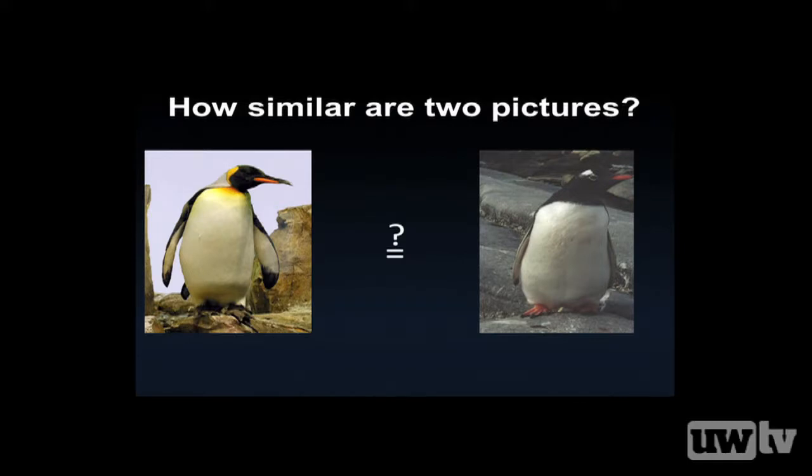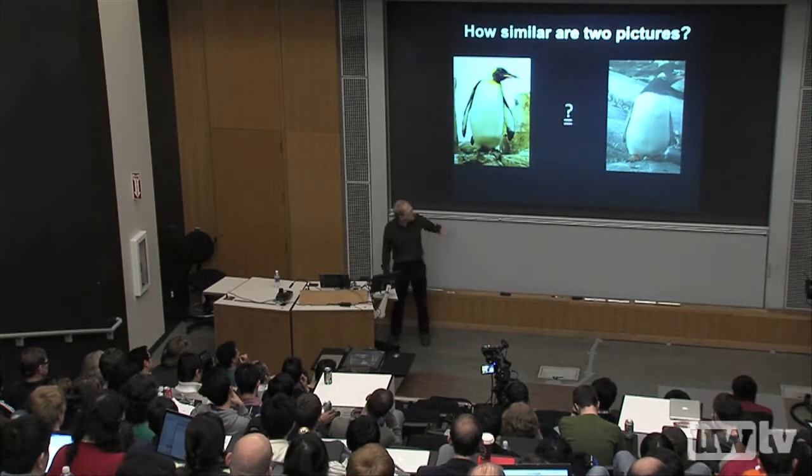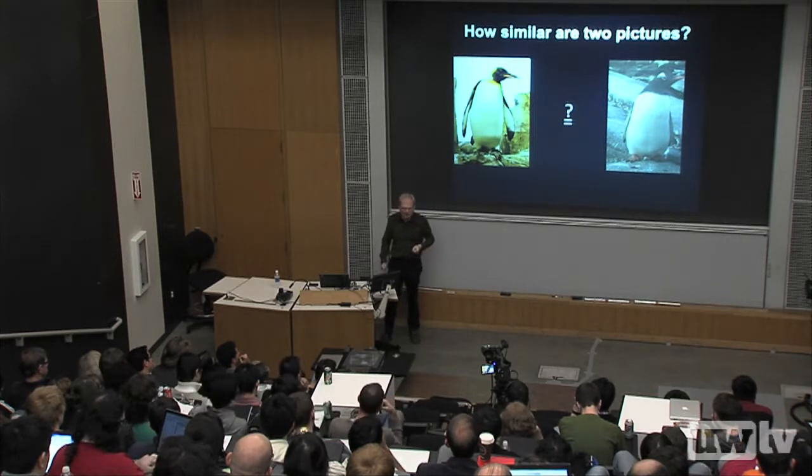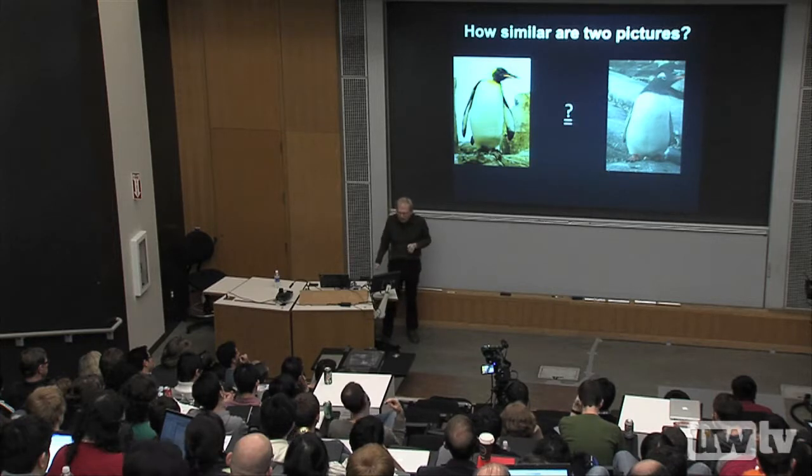So really the problem is that there is no way for us to figure out how similar these two pictures are. On one hand, they should be pretty similar because they're both penguins, and they're in a similar pose. On the other hand, every single pixel in these two pictures is probably different. These two images probably don't have a single pixel in common. So if you do something like Euclidean distance, it's going to be a complete mismatch. So how do we deal with this issue?